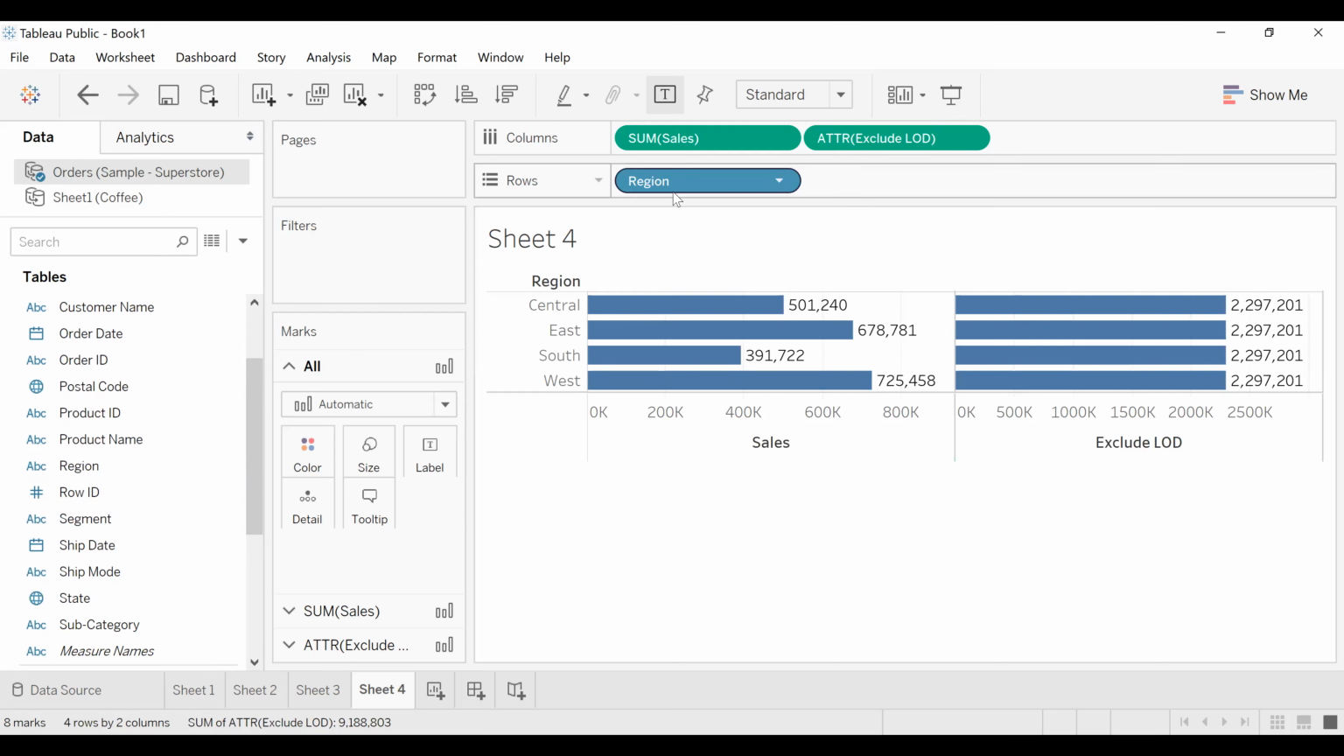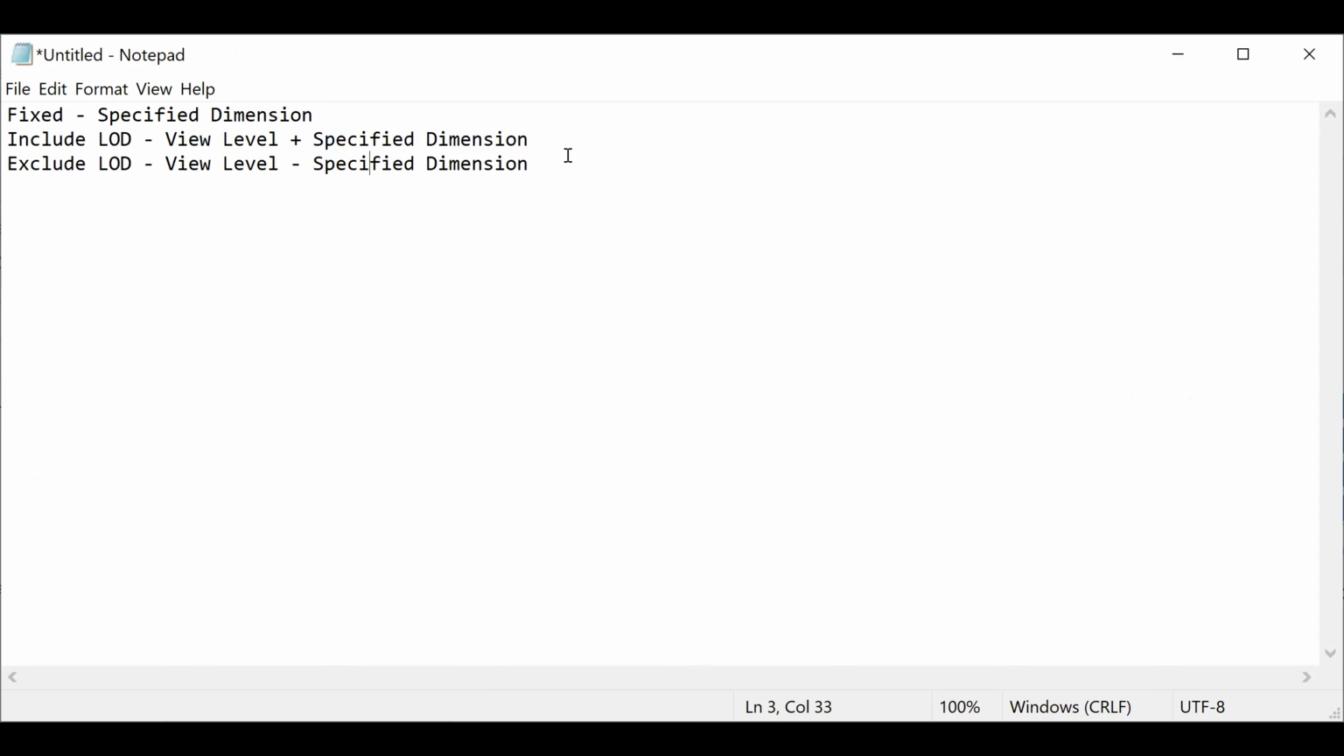So if you see, this sum of sales is being partitioned by the region. It is showing the respective sales in each region. But if you see that exclude attribute, it is still showing the same value. Why is it showing the same value? Again, I will explain the same definition. You just learned that it is a region level. Right now the view level is region, and the specified dimension that we have given is also region.